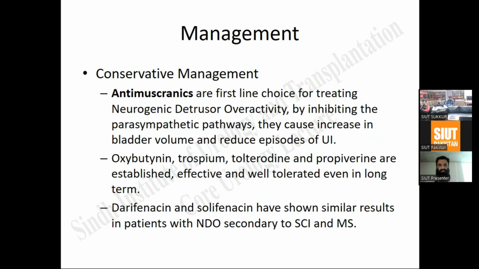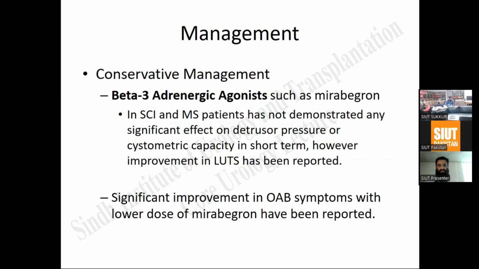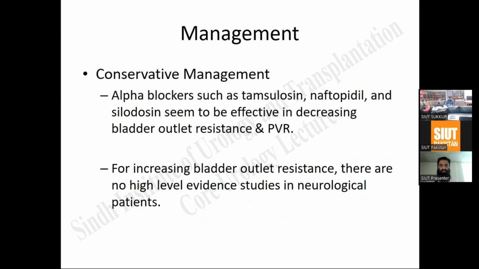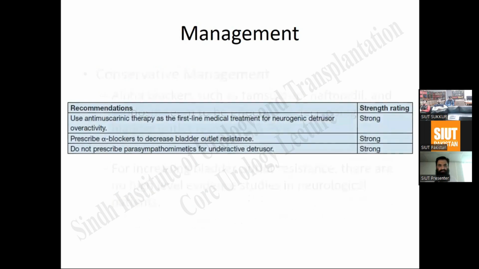in neurogenic detrusor overactivity. Oxybutynin, trospium, and tolterodine are also established effective and well tolerated. We also give the beta-3 agonist like mirabegron, and we also use the alpha blocker tamsulosin, silodosin, which may be effective in decreasing bladder outlet resistance and post-void residual. These are the antimuscarinic therapies. The first line medical treatment is strong recommended, and alpha blocker to decrease bladder outlet resistance is also strong recommended.